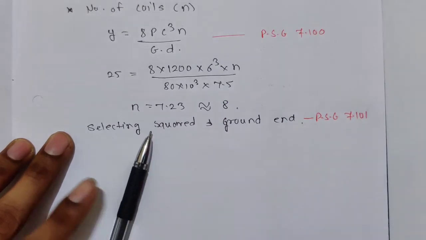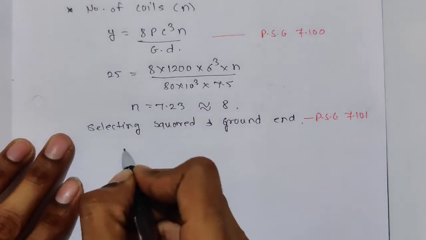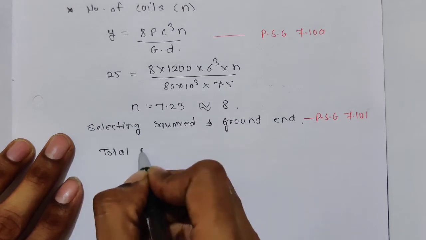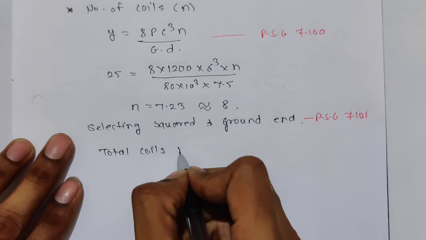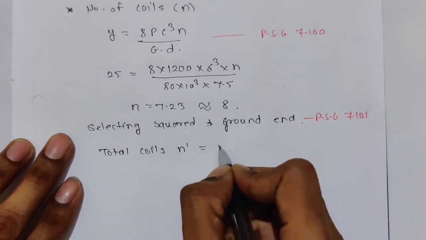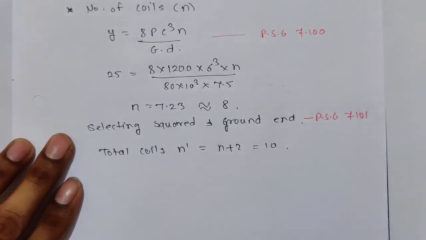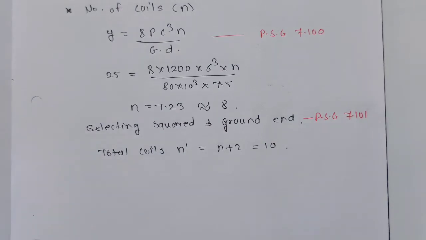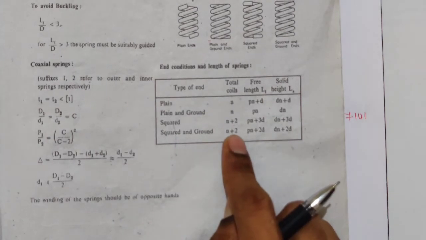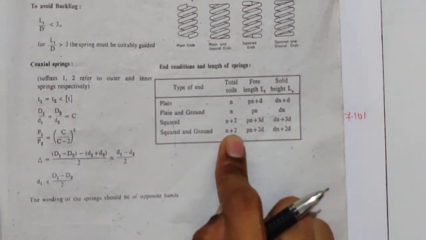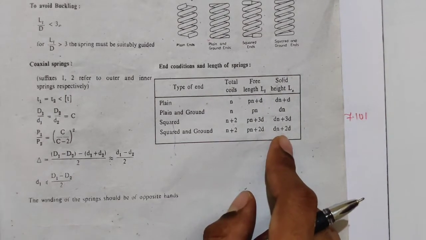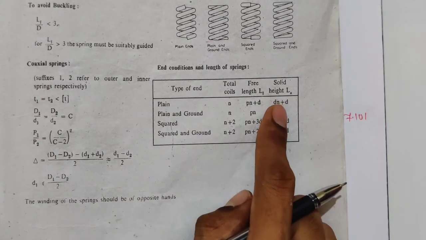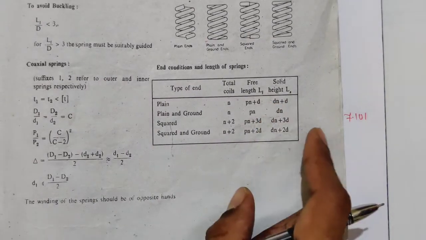7.101. We know the total number of coils, given in the formula in PSG 7.101 itself: n dash is equal to n plus 2, so it is 10. After having this, we can go for the solid length, and the formula is given on the same page, that is dn plus 2d.